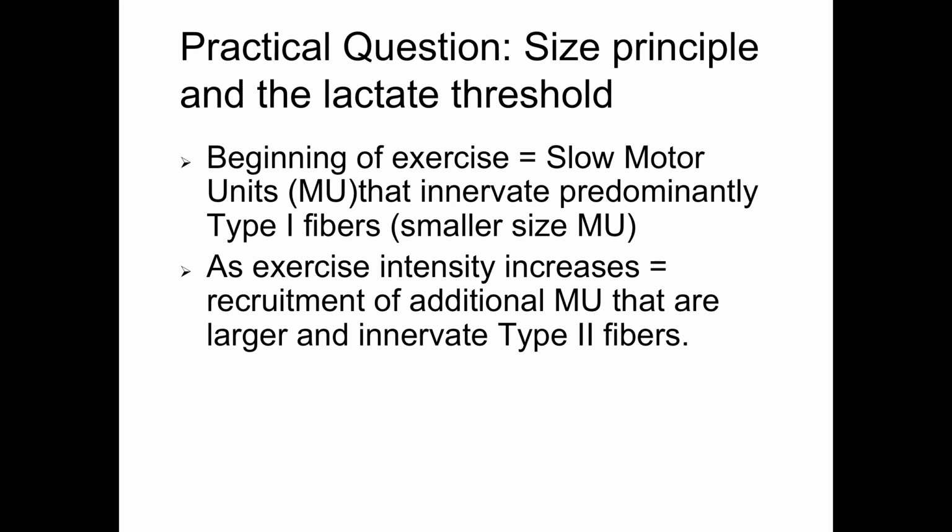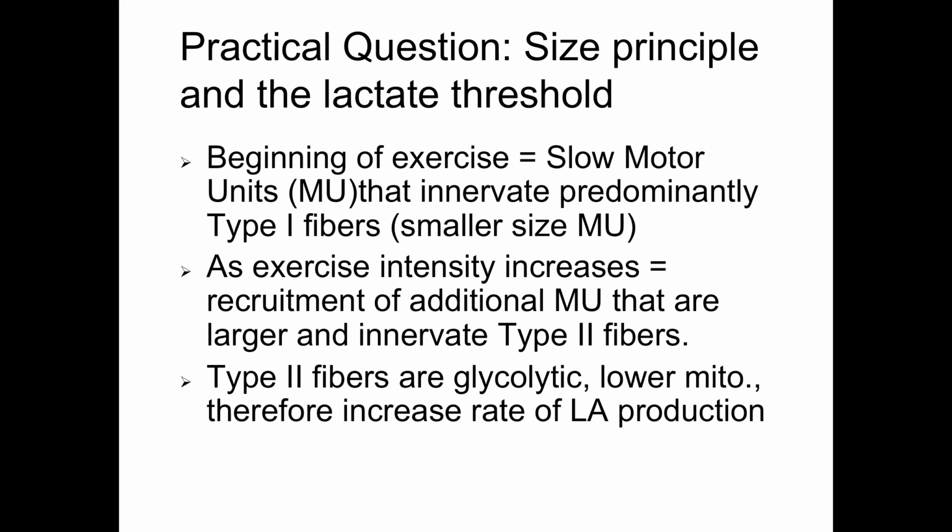But as the exercise intensity increases, we need to recruit additional motor units that innervate predominantly type 2 fibers. The exercise intensity is hard, we need more force generation, so we're going to recruit these type 2 fibers. And you can describe these type 2 fibers: they're glycolytic, they have lower mitochondria, so there is an increase in the rate of lactic acid production.